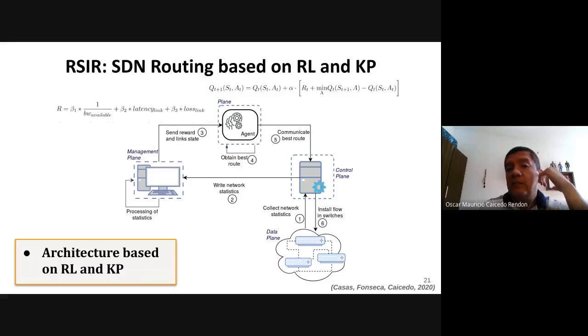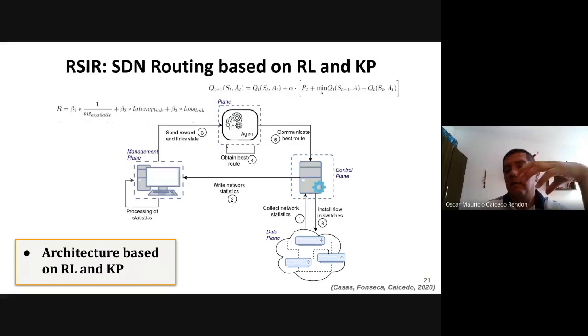This agent then is going to obtain the best route by using the Q-learning algorithm. In another slide, I'm going to explain the algorithm in detail. Okay, then by using the Q-learning algorithm, the agent calculates the best route for all pairs of nodes in the data plane, and this information is sent to the control plane, and the control plane finally is going to install the flow in the switches. Okay, that's the main idea.